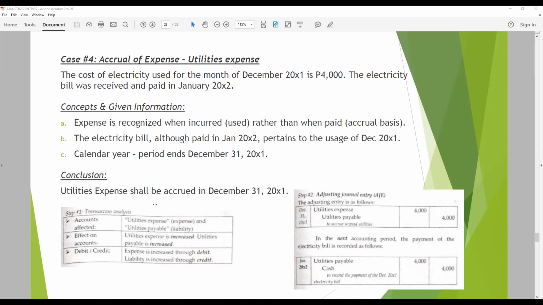So na-example na natin to kanina. So utilities expense is increased and utilities payable is increased. Expense is increased through debit, liability increased through credit. So your adjusting entry is debit utilities expense for 4,000, credit utilities payable for 4,000 to accrue unpaid utilities. In the next accounting period, the payment of the electricity bill is recorded as follows. Debit utilities payable 4,000, credit cash 4,000. Yan, to record payment of December electricity bill. So, ganun lang yung accrual.